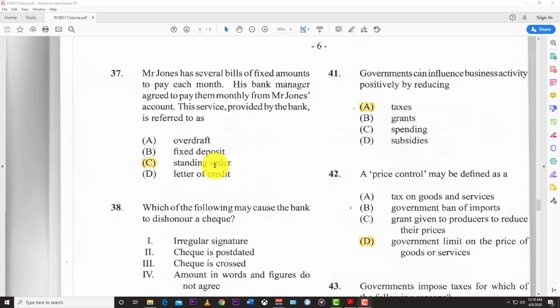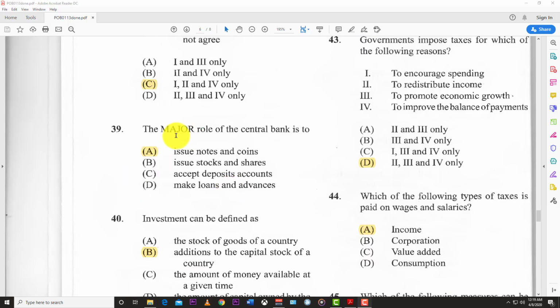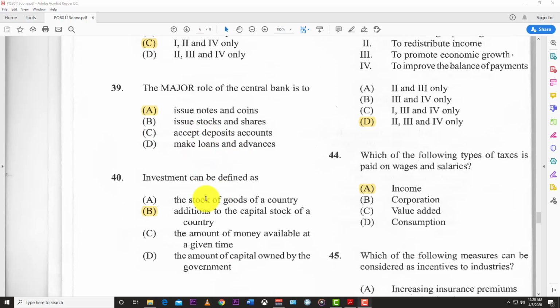C, standing order. 38, which of the following caused the bank to dishonor a check? And the answer is 1, irregular signature, 2, check is post-dated, and 4, the amount in words and figures do not agree. Alright, so that's answer C. 39, the major role of the central bank is to A, issue notes and coins. All the rest here are basically the commercial banks.